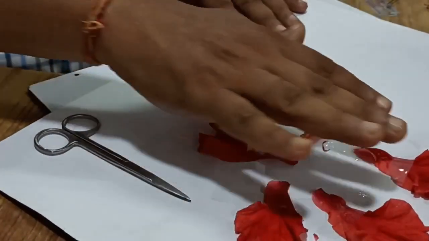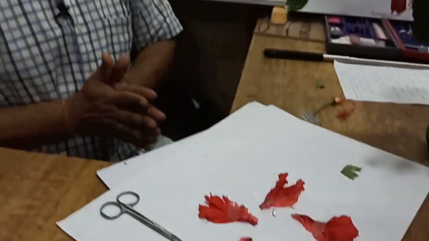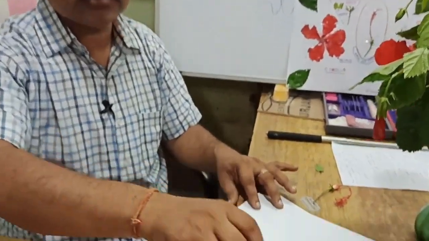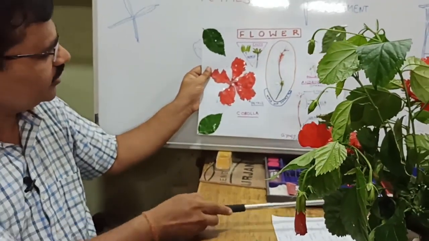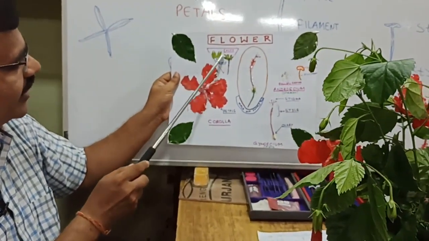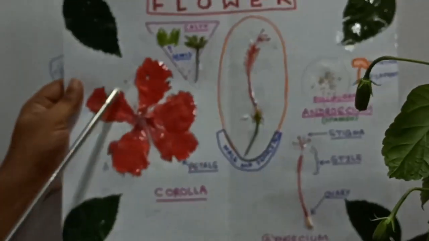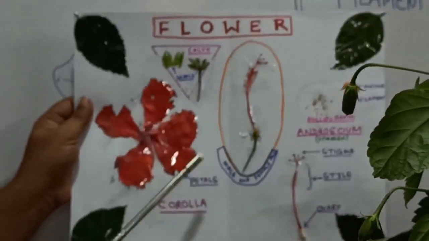Is it clear? So these are the petals and together we call it corolla. Okay, I have done this for you. You can see here, these are calyx and this is the corolla, and individual parts are called petals.